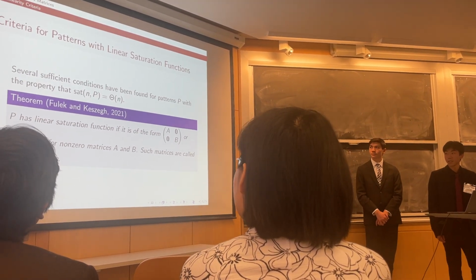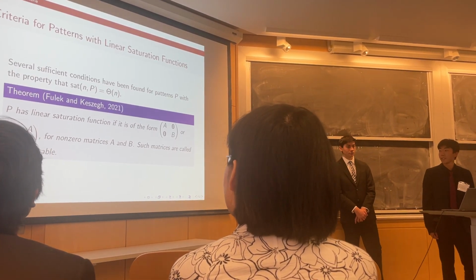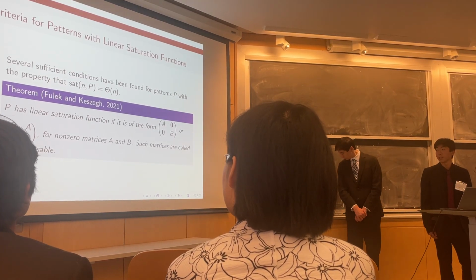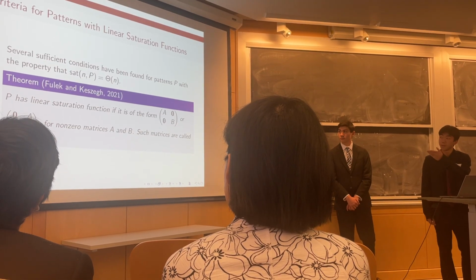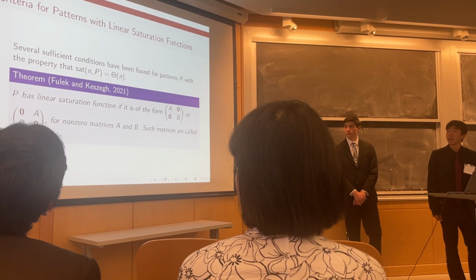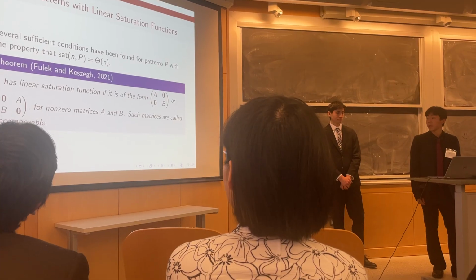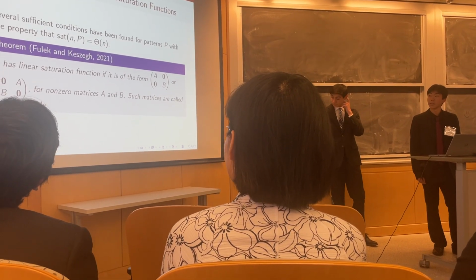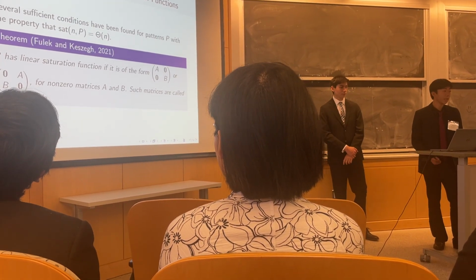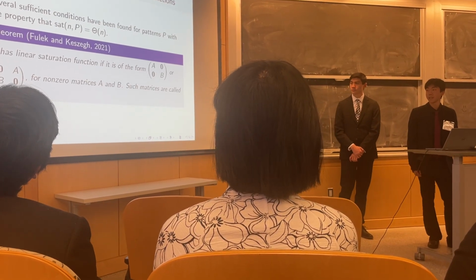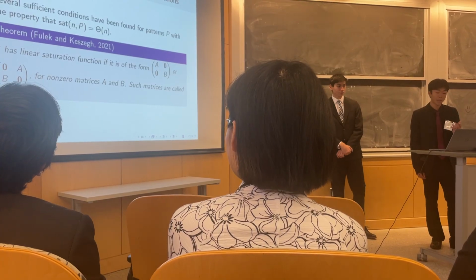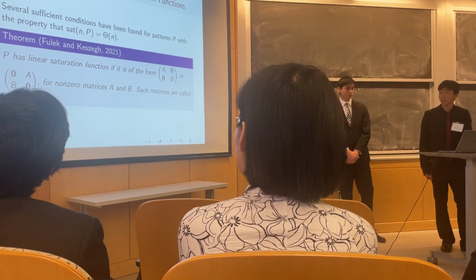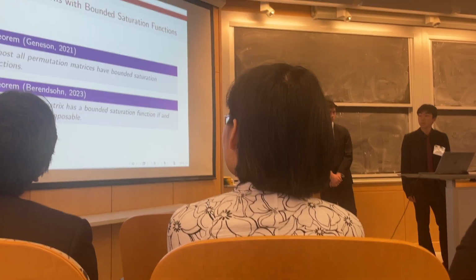And the next condition is called decomposability. We say that P is decomposable if it's of the block matrix form, like with A and B and zeros in the corner. Every decomposable matrix has to have a linear saturation function. This condition is pretty important because on one hand it classifies a decent amount of patterns, but it's also useful when looking at permutation patterns as well.